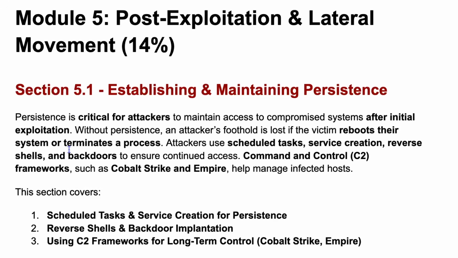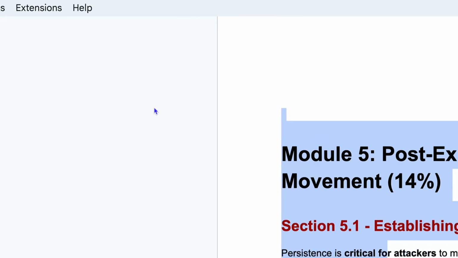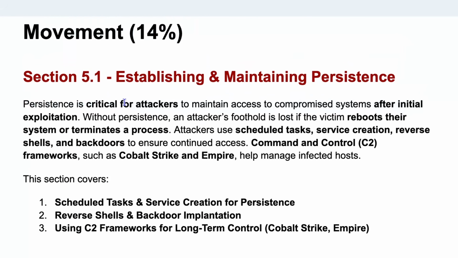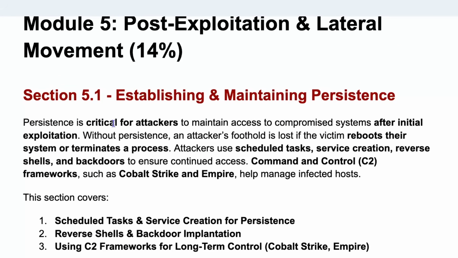So just to read this overview here, persistence is critical for attackers to maintain access, and this keeps happening. This is one of the most annoying things that keeps happening. Persistence is critical for attackers to maintain access to compromised systems after initial exploitation. Without persistence, an attacker's foothold is lost if the victim reboots their system or terminates a process. Attackers use scheduled tasks, service creation, reverse shells, and backdoors. Or you create new users, or there are a variety of different things that you could be doing. And all of this ensures continued access. That's kind of the key piece here.